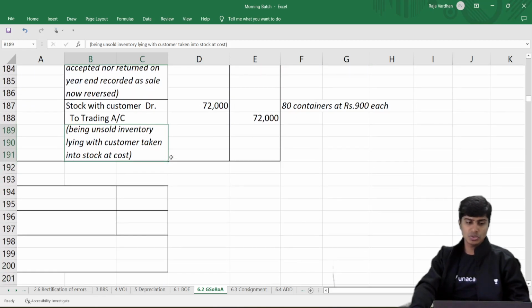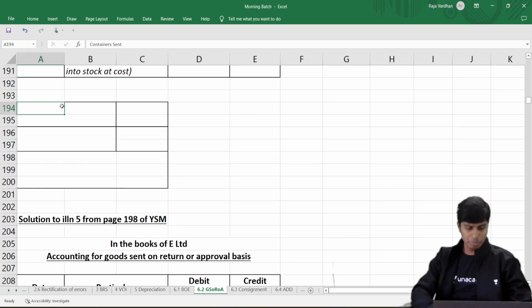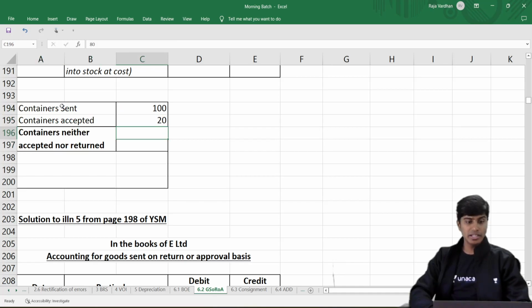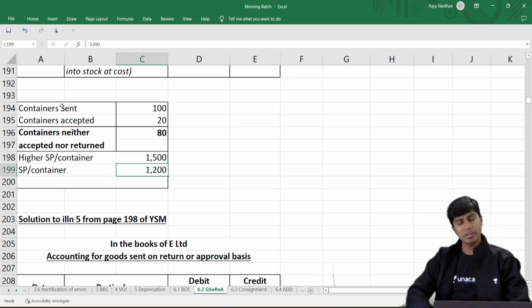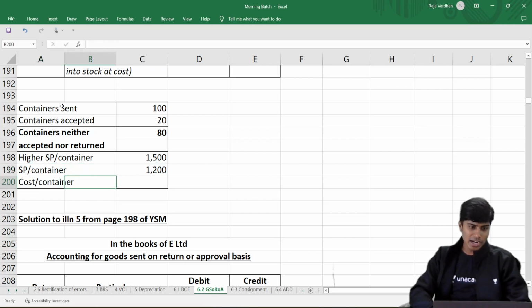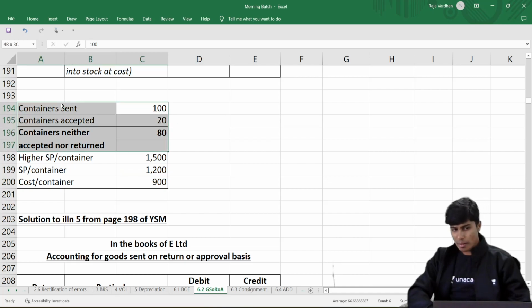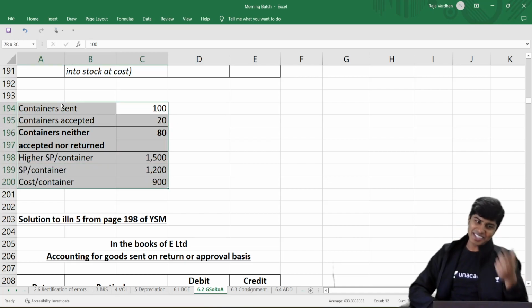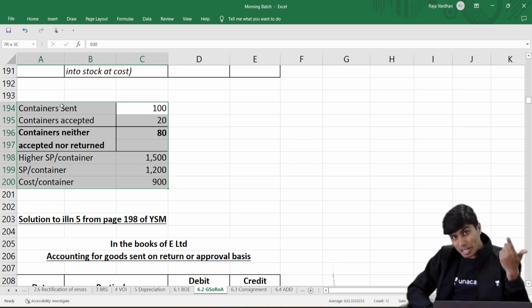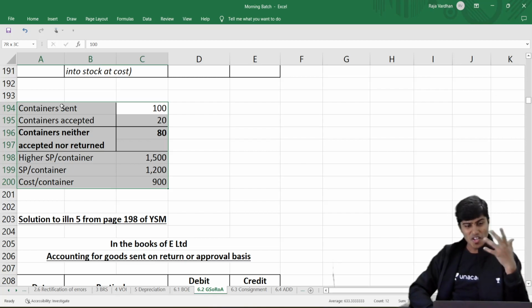I hope you understood. If in case you didn't understand the computation, you can always do this: containers sent being 100, accepted being 20, neither accepted nor returned being 80 containers. The higher selling price is 1500, selling price per container previously recorded is 1200 and cost is 900. This is only for beginners. If you can understand the entry, you don't have to do this. In fact, you don't have to write this in the exam as well. We're done with 4 questions. Let's now quickly get into question number 5.